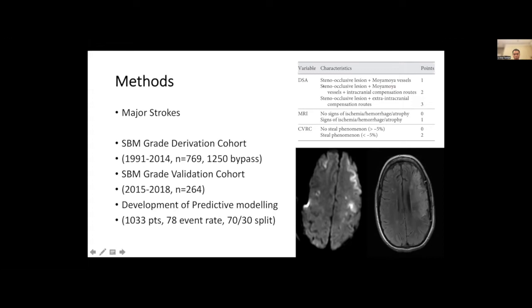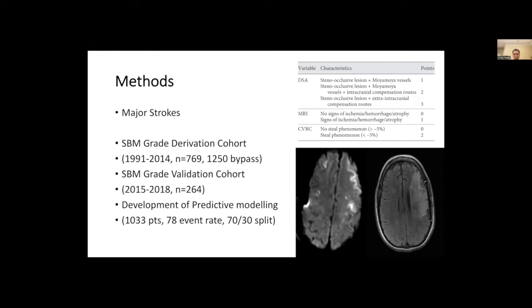They have three components to the Berlin grade, with initially the angiographic finding, stenosis or occlusion with Moyamoya vessel, with intracranial compensation or intracranial-extracranial compensation. They get different scores. Intracranial compensation means either from PCA to MCA or ACA to MCA collaterals. Extracranial to intracranial collateralization means from either the middle meningeal or the occipital artery.